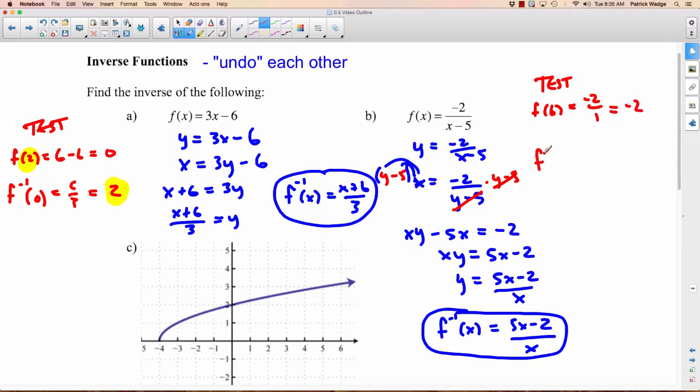That means if we plug into the inverse f, if we plug negative 2 into it, we should end up with 6. So let's see if it works. 5 times negative 2 is negative 10, minus 2 all over. There's another x, so we're going to put negative 2 again. So we get negative 10 minus 2 is negative 12 over negative 2, which equals 6, and that's exactly what we said it wanted to equal. It worked. Looks pretty promising that we have the inverse function right here.